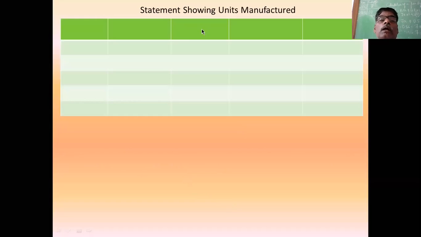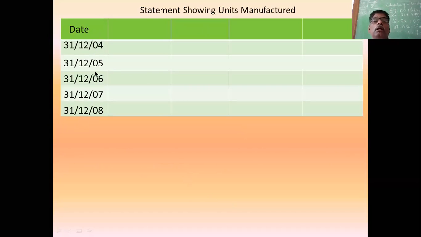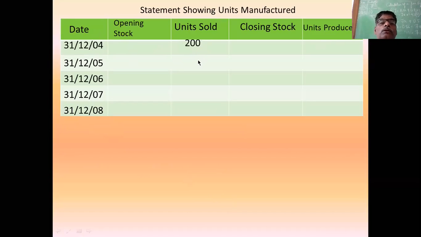Statement showing unit manufactured. You write the year and date. Then opening stock, closing stock, units sold, and unit produced, manufactured. Unit produced means manufactured. Okay. You write the given information. Units sold given for you are 200, 400, 600, 550, 230. Then closing stock of the first year is 50.